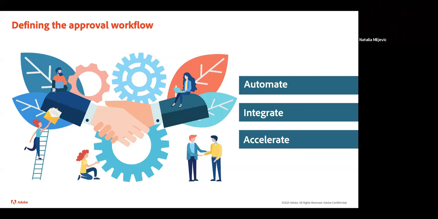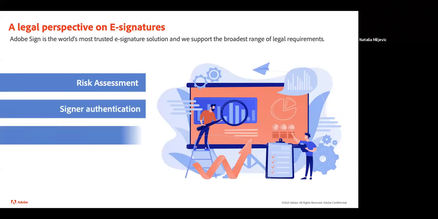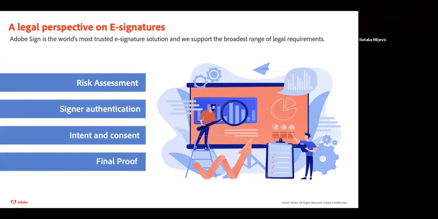Before we embark on a journey of creating specific workflows, it is important to understand the weight and complexity of different e-signature types. So as part of the next slide, we're looking at a legal perspective on e-signatures. Adobe Sign is the world's most trusted e-signature solution, and we support the broadest range of legal requirements. Different kinds of electronic signatures benefit from different levels of legal validity, and the type of e-signature you will use largely depends on the use case.